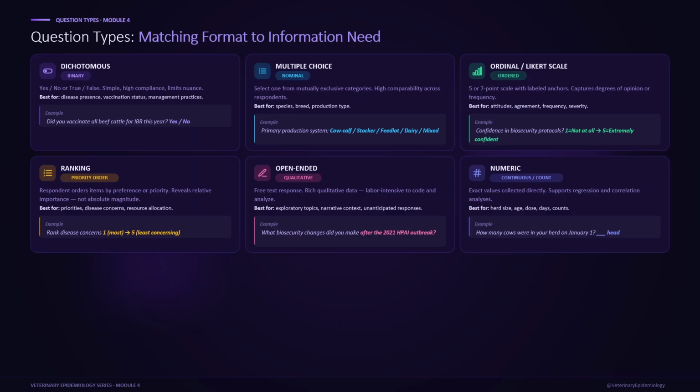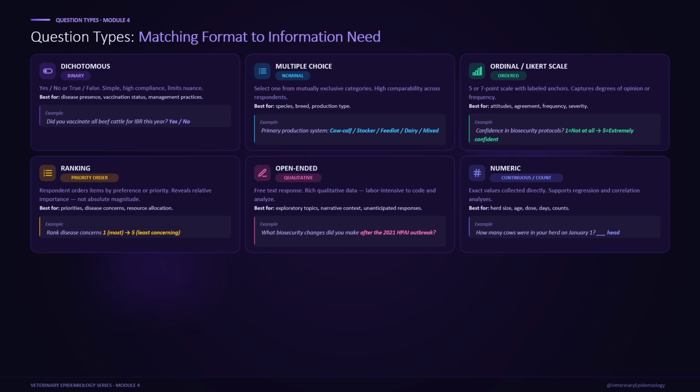Now, to write a questionnaire, one of the first decisions we make is what type of question do we need? This choice has downstream consequences for everything: data coding, statistical analysis, and the richness of information we capture. Broadly, we divide questions into closed-ended and open-ended.